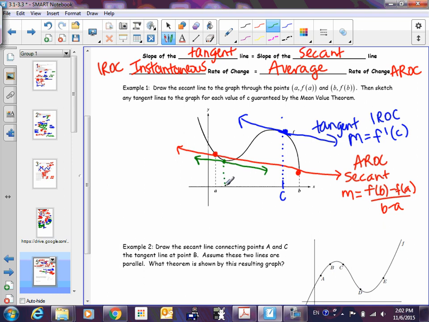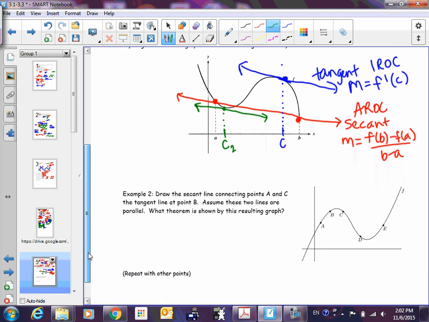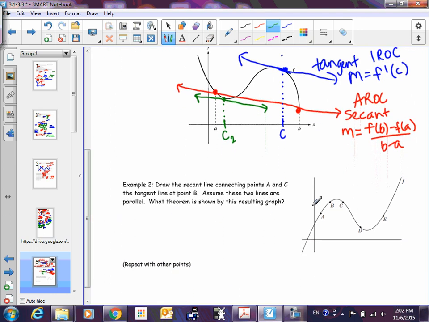So a green dot is just another possibility for a C. Mean value theorem says that there has to be at least one place, could be, like in this case, two places, where if you draw the tangent line, it is parallel to the secant line. Mathematically or algebraically, it's where the derivative is equal to the average rate of change. So before we practice the algebra of this, I want to go through one more picture.